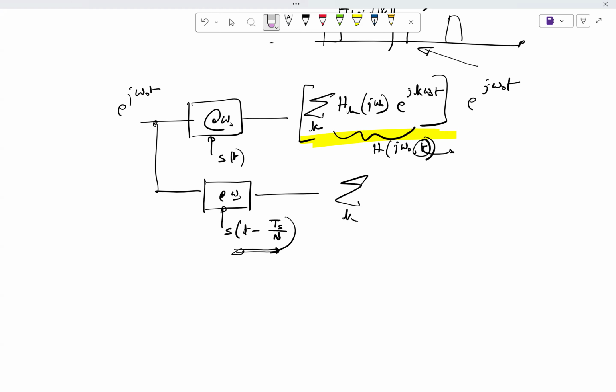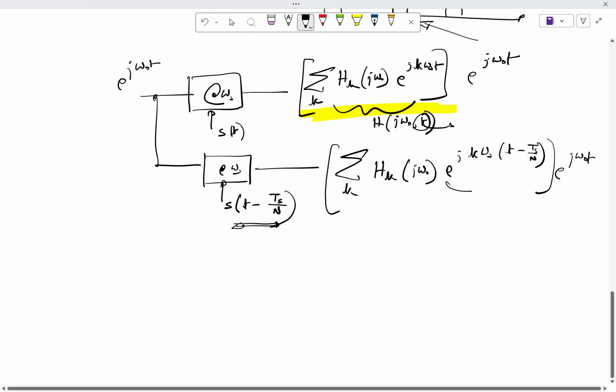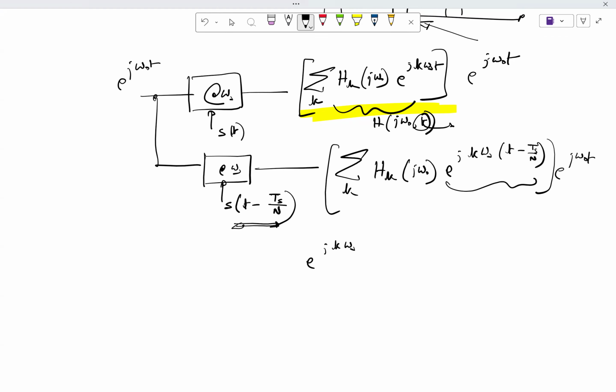So which essentially means that I can say this is h_k j omega naught, this is e to the power j k omega s (t minus Ts over n), times e to the power j omega naught t. Okay. So if I just stare at this part, what is it saying? It is saying e to the power j k omega s t times e to the power minus j k omega s times Ts, which is 2 pi over n, right? So this is this part.